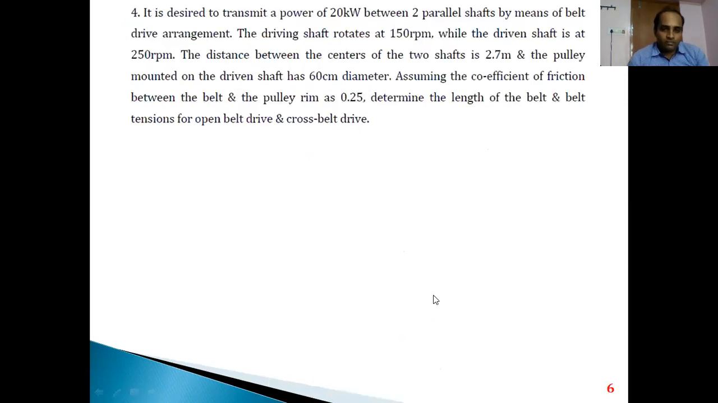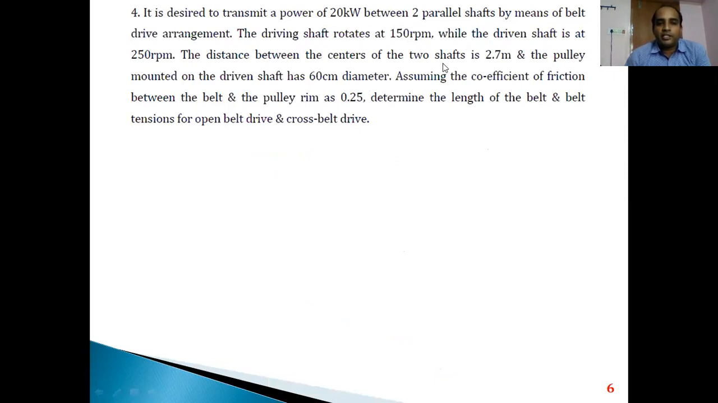Moving on to the next problem. In this problem, if you go through the question carefully, it has been clearly suggested that we have to transmit a power of 20 kilowatt between two parallel shafts by means of a belt drive arrangement. The driving shaft is the driver shaft itself. It is rotating at 150 rpm, while the driven shaft is rotating at 250 rpm.